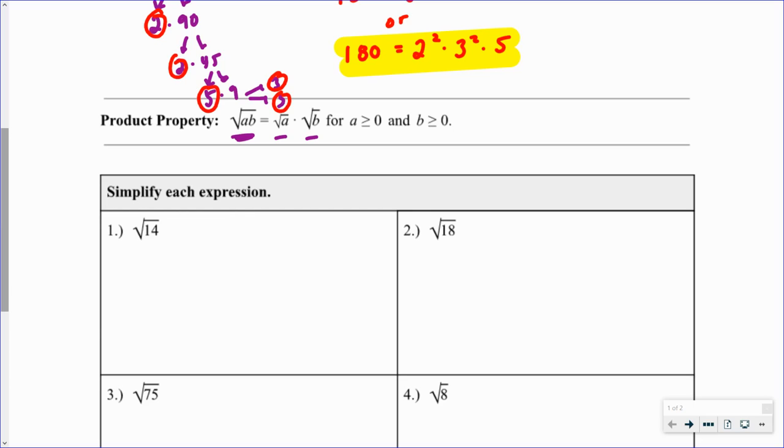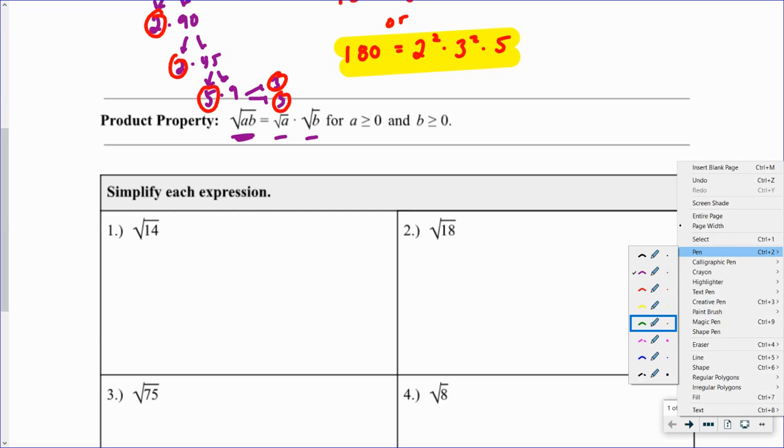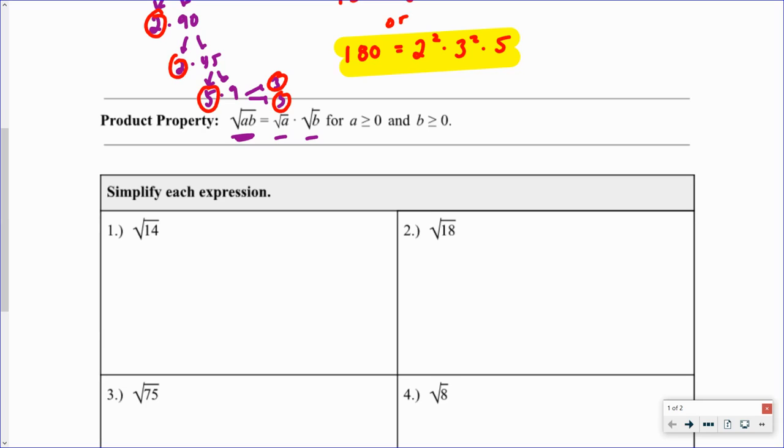All right, so the directions say simplify each expression. So the square root of 14. What I'm going to do to try and simplify this is look for perfect square factors of 14. So a number that I multiply times itself that's a factor of 14. If you look back up at 180, 180 has a couple perfect square factors. It has 2 squared, because 2 times 2 is a factor of 180. And then 3 squared is also a factor of 180. So that's what I'm looking for here.